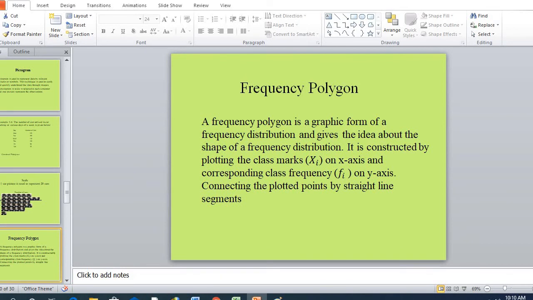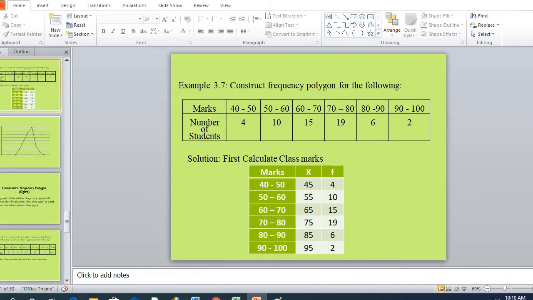On the x-axis we take the class mark and on the y-axis we take the frequency. Example: construct a frequency polygon of the following. These are the classes and these are the frequencies.